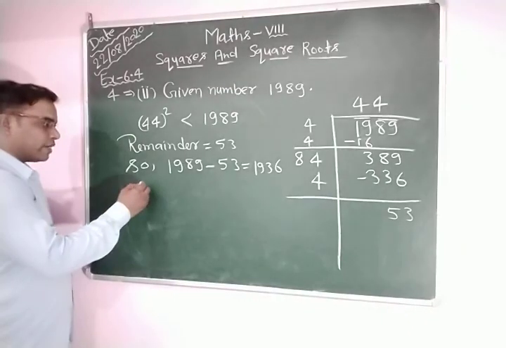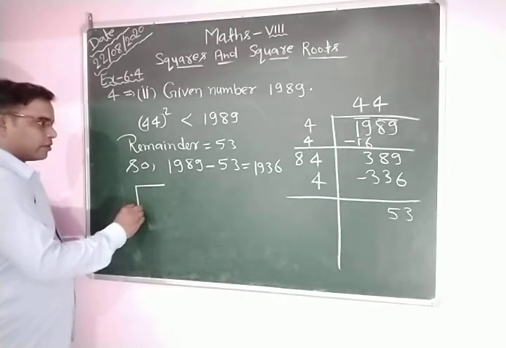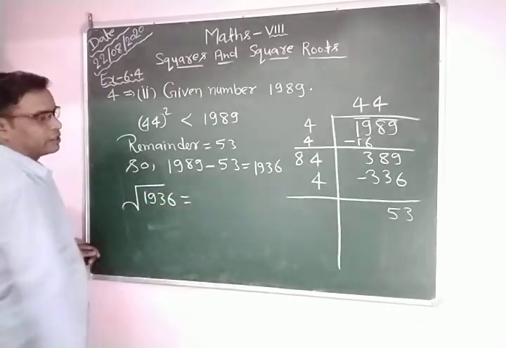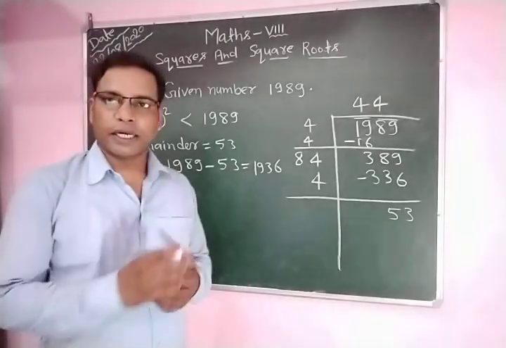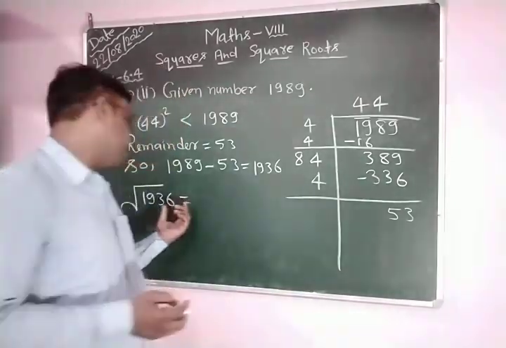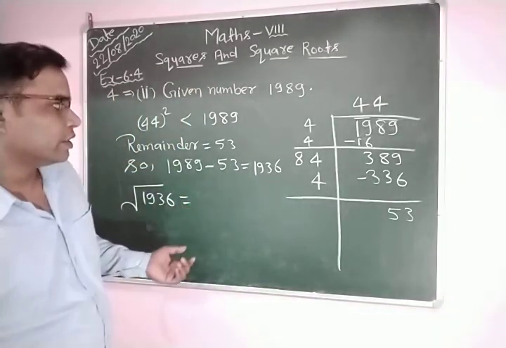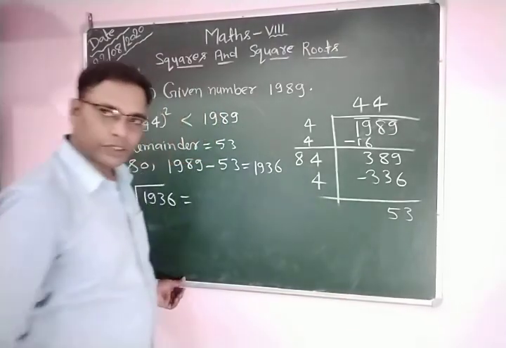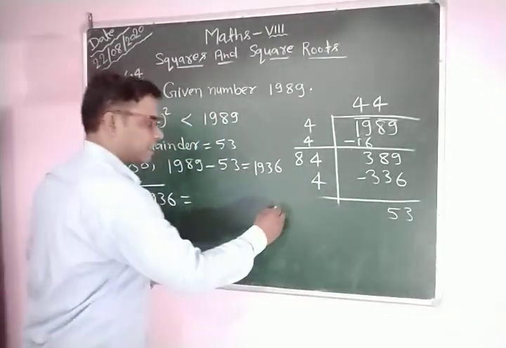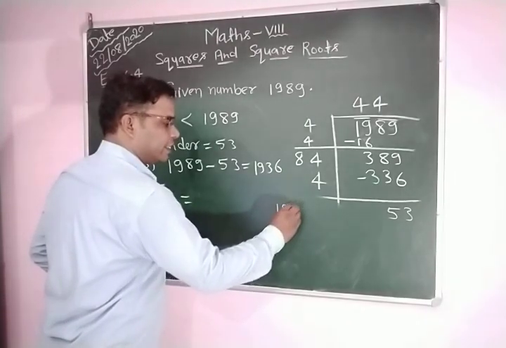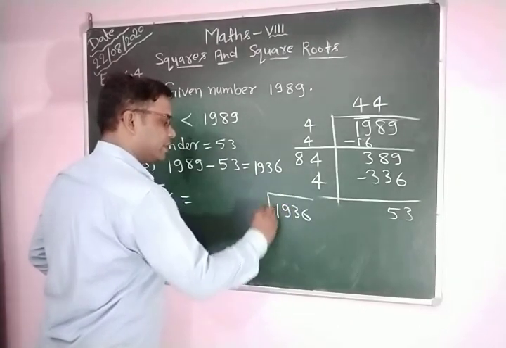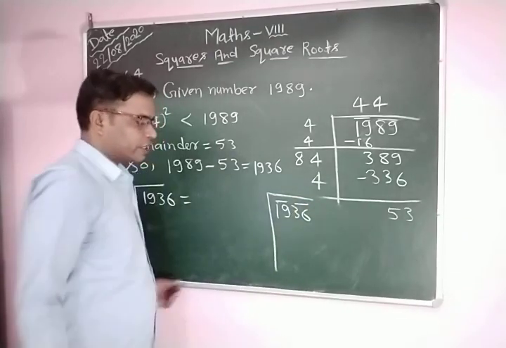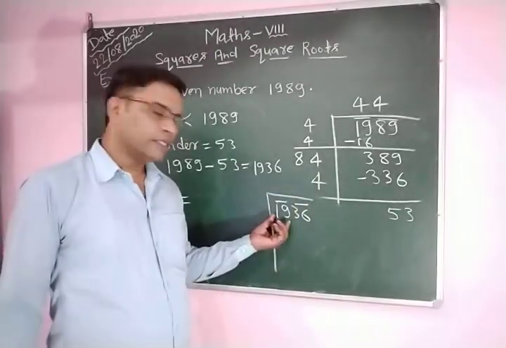So how can you find the square root of this number? 1936 is equal to what? You can use the long division method to find the square root of this number. Okay, so let's see how to find the square root of this number. First we write this number like this, 1936. After this we pair it from right to left. Okay, so you can see here the extreme pair is 19.